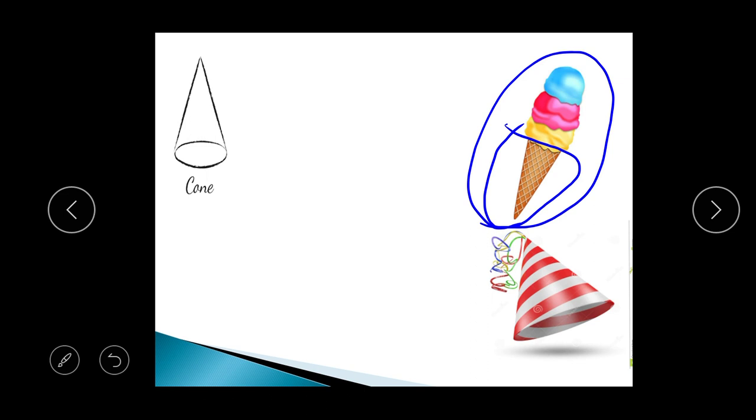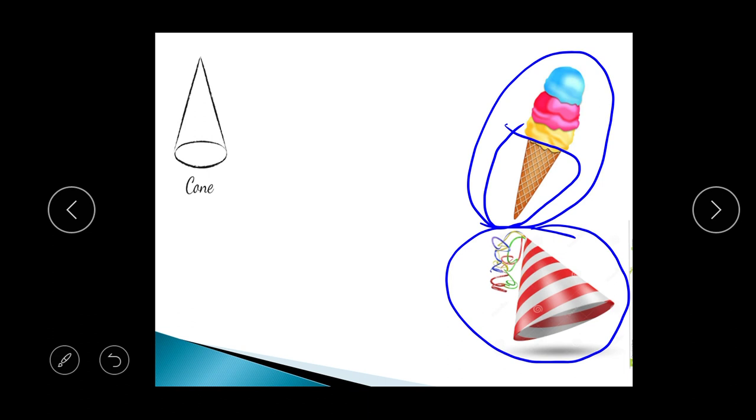Another example is your party hat. Yes, some of you during Christmas party, during your house parties, you put on your Christmas hat. So those are examples of objects that come in cone shape.